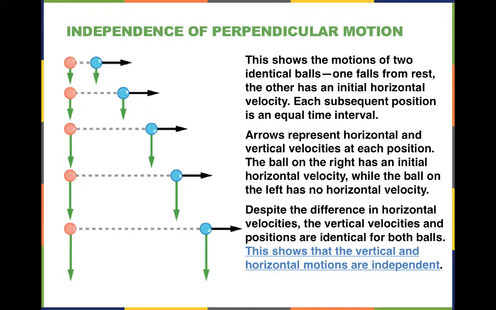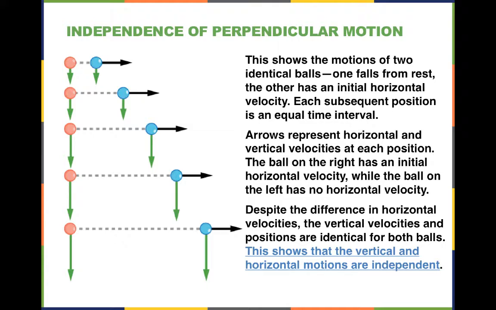Now, one thing that's important to also understand when we talk about motion in two dimensions is that there's an independence of perpendicular motion. Now, what we're showing here is two balls. One ball, the red ball, is simply dropped. The second ball is thrown in a horizontal fashion. In both these balls, once the ball is released, the only force that is acting on both of these balls is gravity.